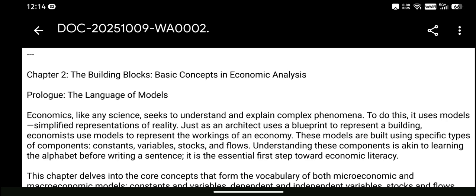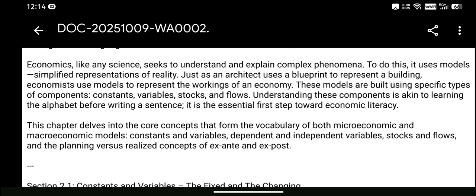Prologue: the language of models. Economics, like any science, seeks to understand and explain complex phenomena. To do this, it uses models, simplified representations of reality. Just as an architect uses a blueprint to represent a building, economists use models to represent the working of an economy.